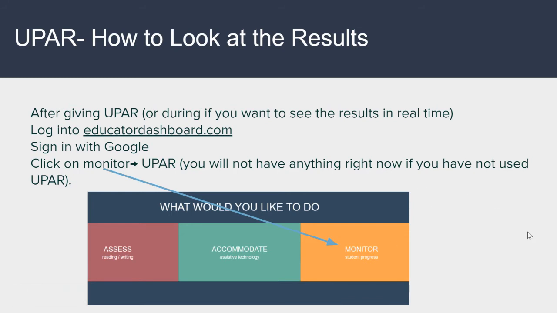Okay, great. At this point, hopefully you've been able to set up your students and given the assessment. It's pretty quick. It only takes about 5 minutes per reading. So hopefully within 15 to 20 minutes, the student will be done. When you want to go back in and see the results, you go back into that home screen for uPar and click Monitor.